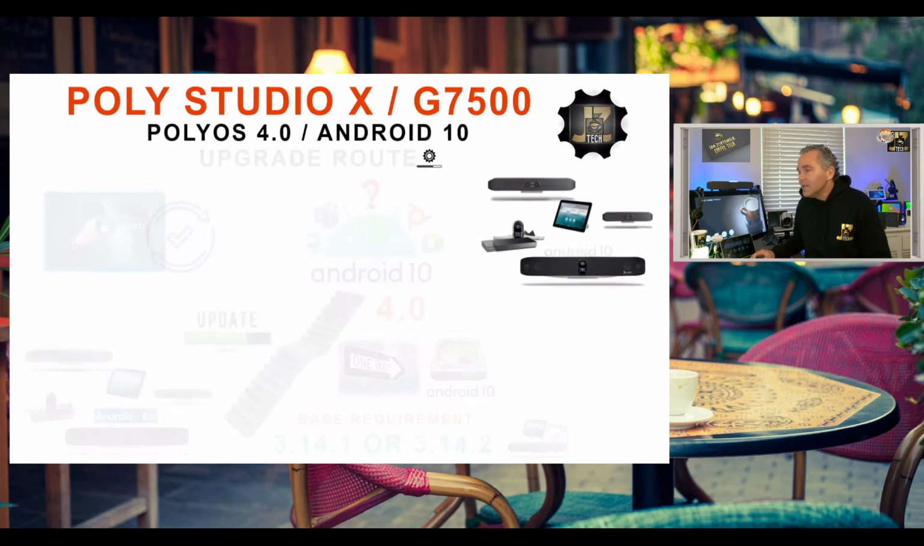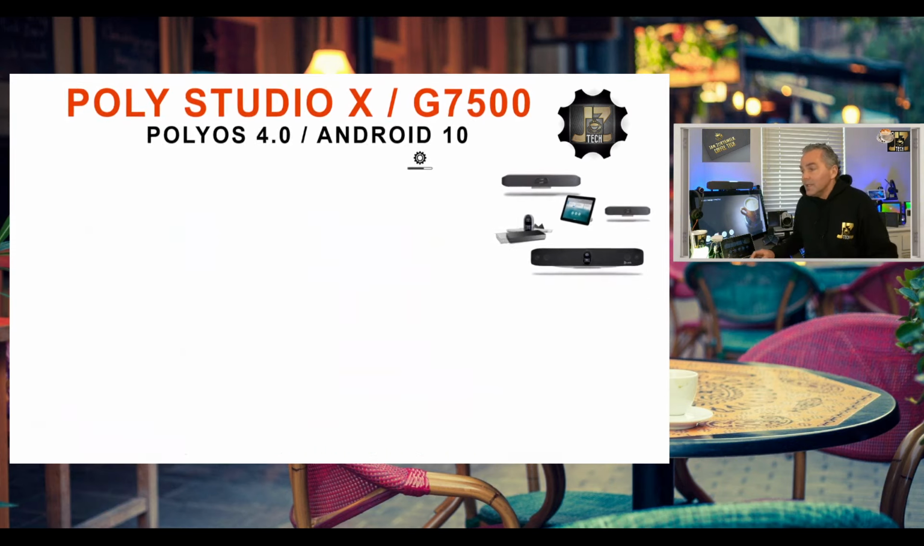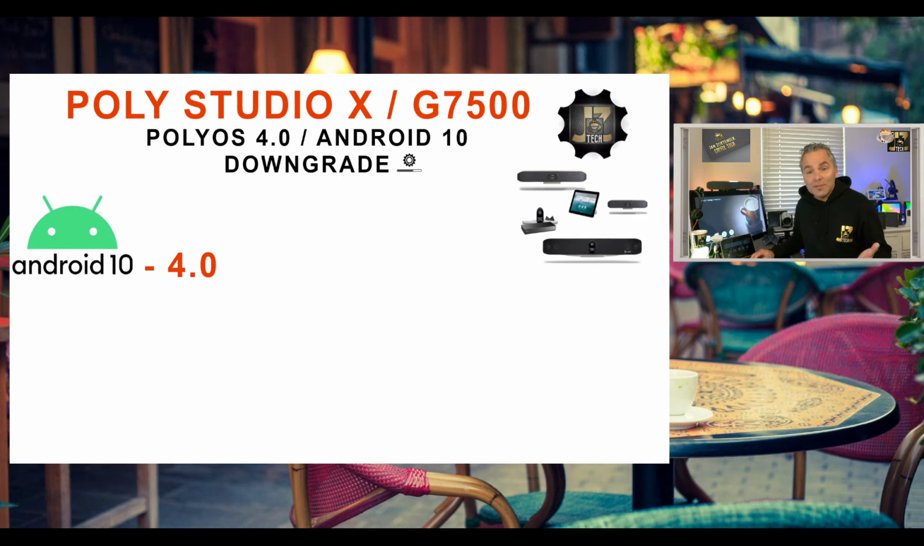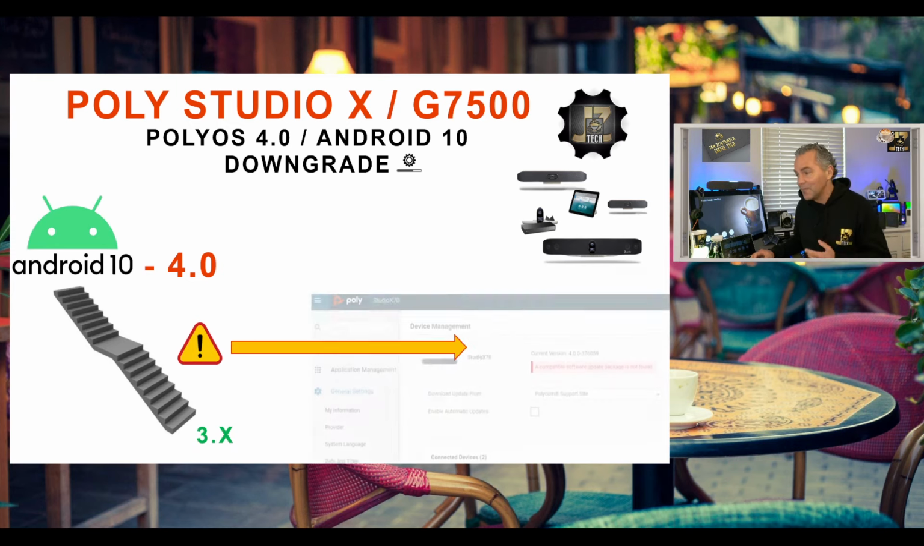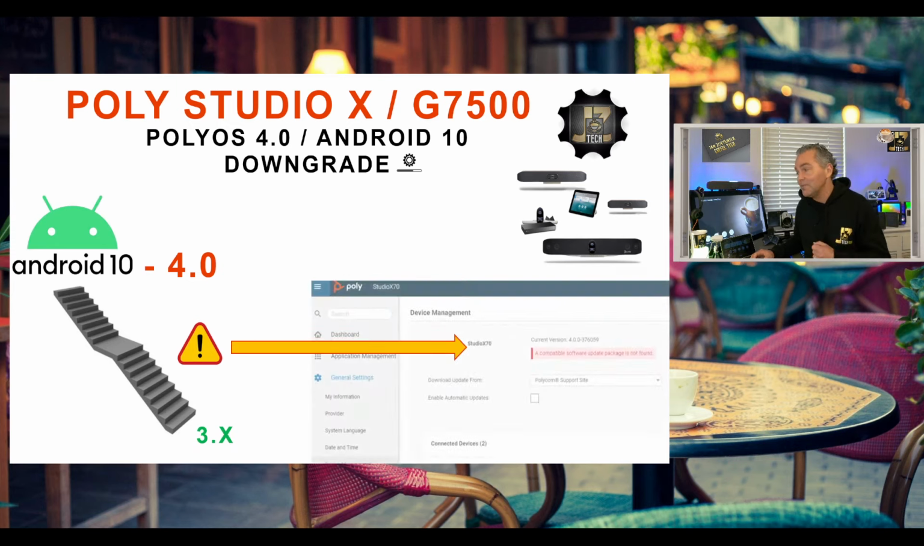Next step. If you wanted to do a downgrade, that is impossible. There is no downgrade from 4.0. Keep that in mind. If you try to downgrade, it will give you a message that the compatible software version is not found. So it will block a downgrade.